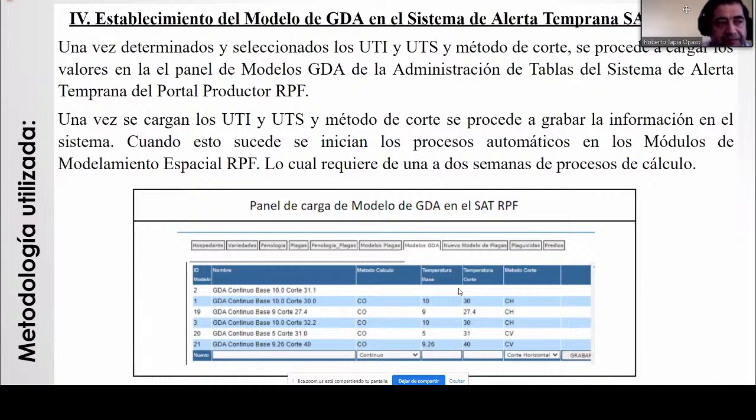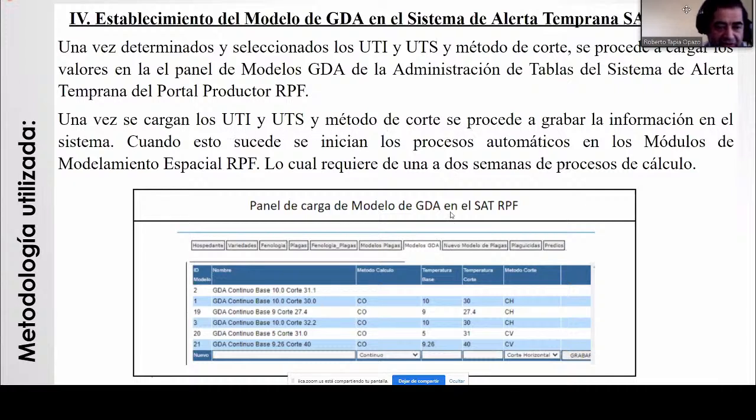The fourth step is establishing the cumulative degree day model with our SAD early warning system. Once we have minimum and maximum temperatures in the cutoff method, we load the values in a panel for cumulative degree day models in our RPF producer portal. We see the image down here.